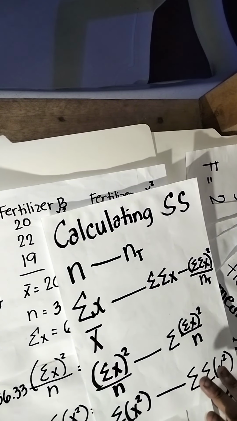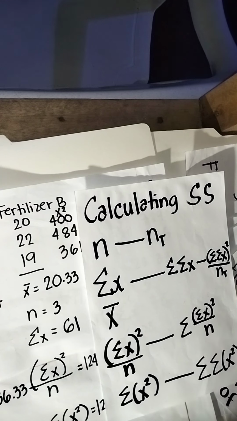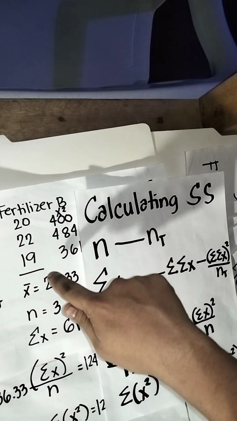We have 20, 22, 19. So we get the x bar, or the mean, of our data set. For fertilizer B, what is the mean of our data set? It is 20.33. Also, what is our n? Our n is 3 because we have 1, 2, 3.